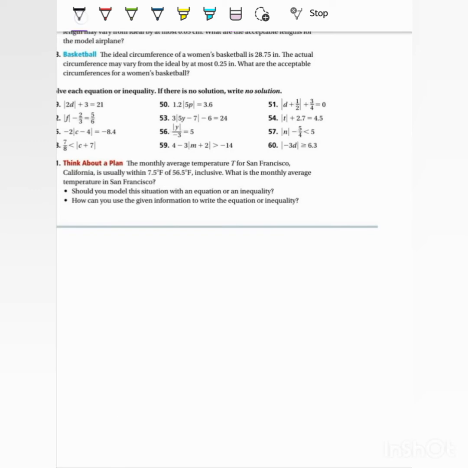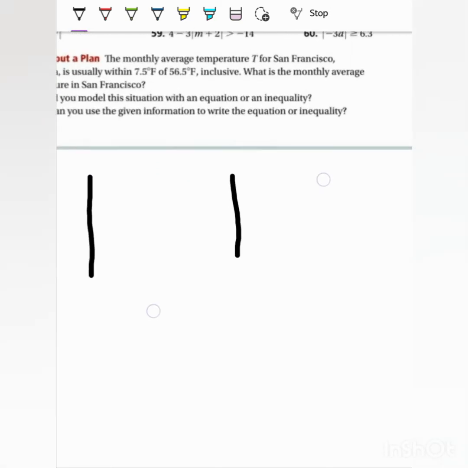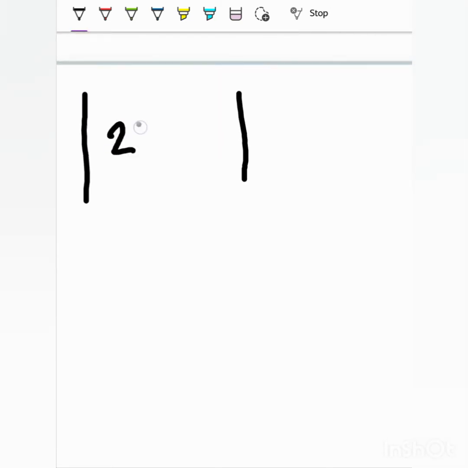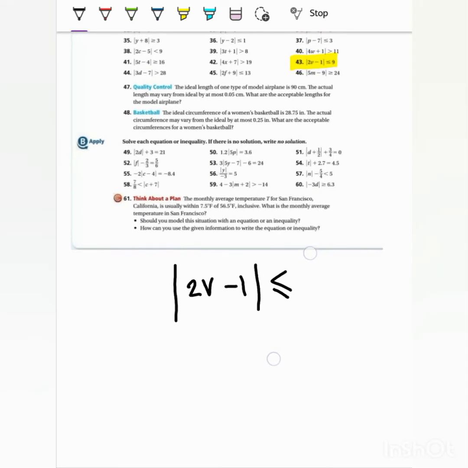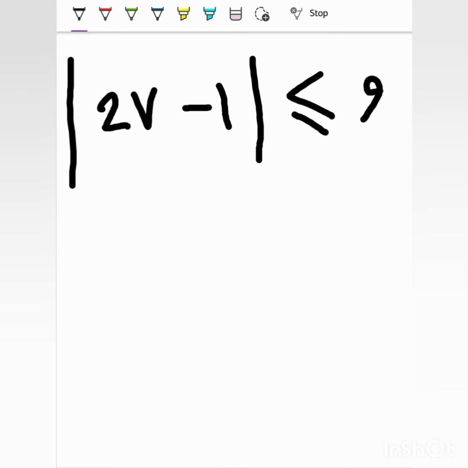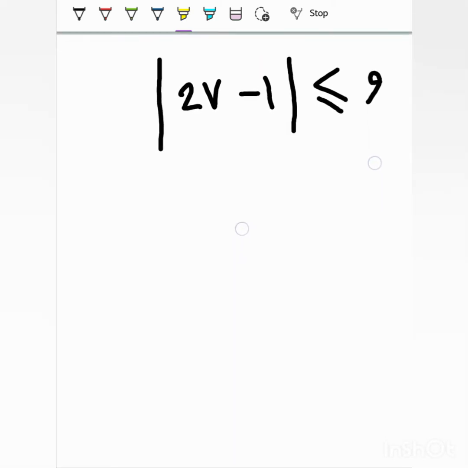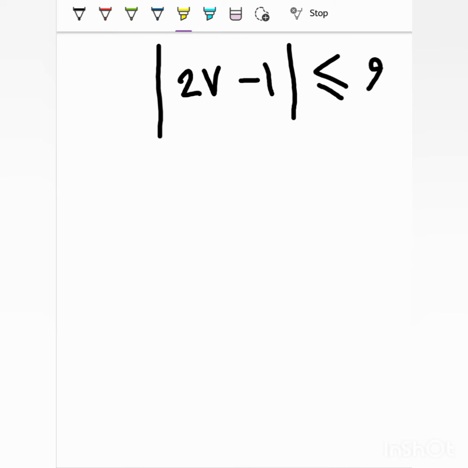Who can read it for me? Less than what? Correct, you are correct. It's less than 9. Now we apply what we learned. We read it correctly. The absolute value of 2v negative 1 is less. If you read it less, remember this.